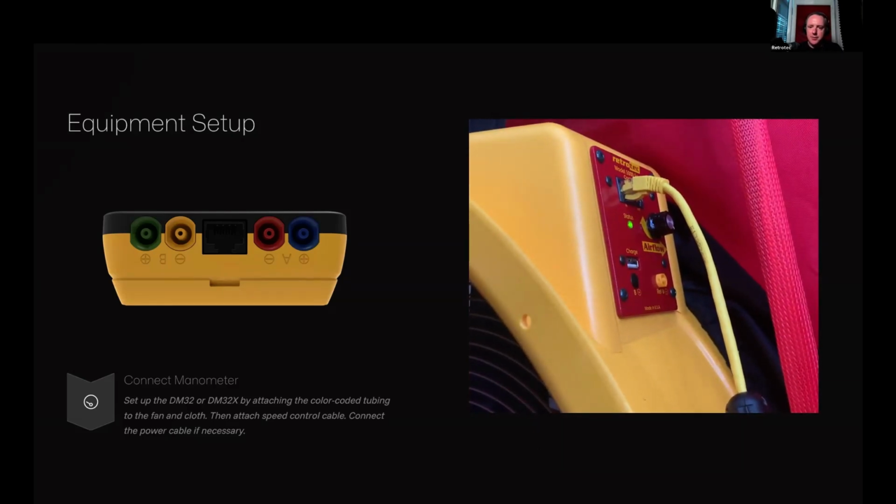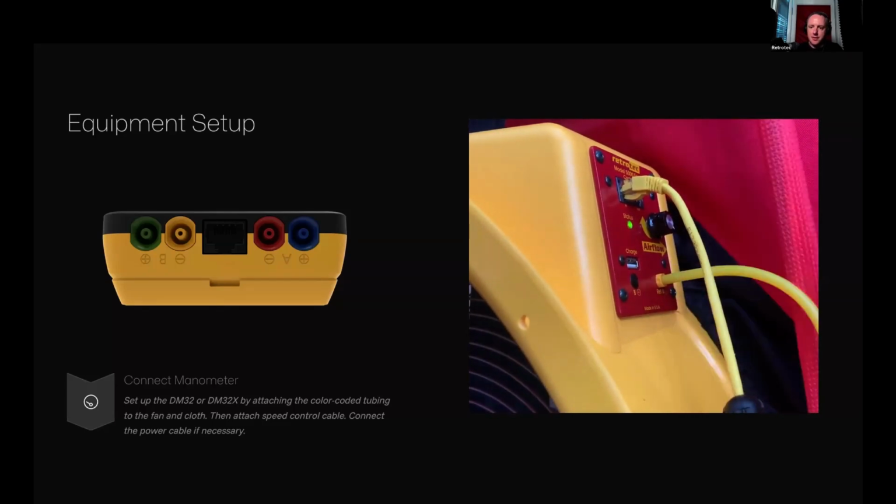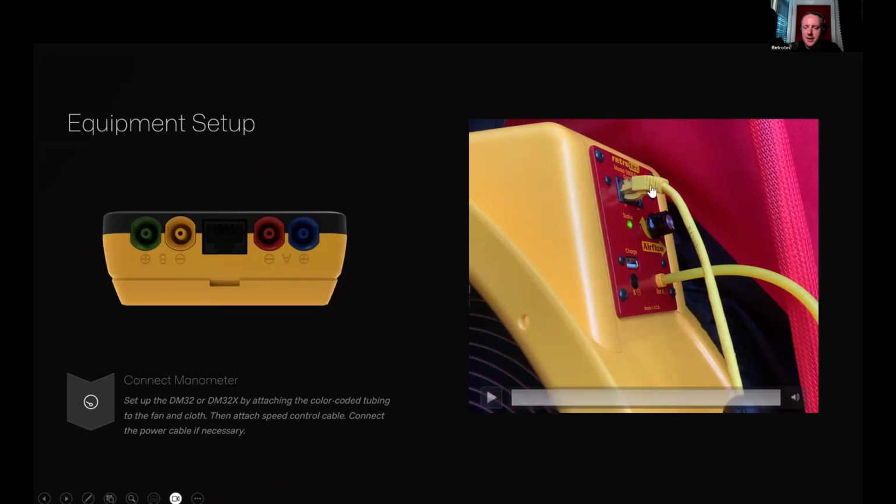Your tubing that comes with your system, that's what it looks like. It's all bundled together. So your red tube, your yellow tube is bundled in along with the yellow Ethernet cable. That's what allows the manometer to tell the fan what to do. So that's your speed control. So you can control everything from the manometer. There's a manual dial on the fan, but you don't have to use it. If you have that speed control cable connected from the fan to the top of the manometer, everything can be operated straight from the gauge.